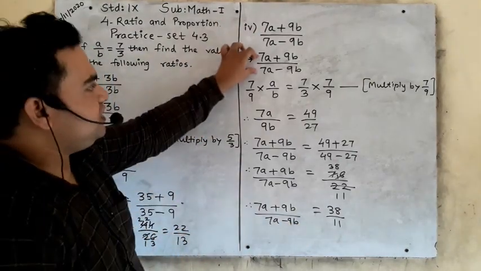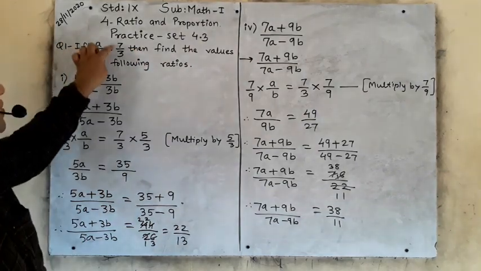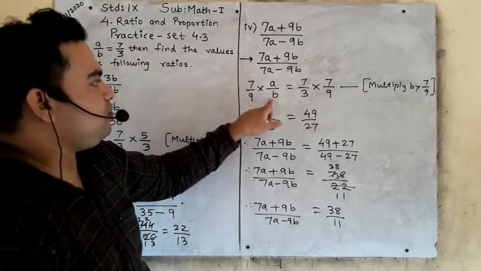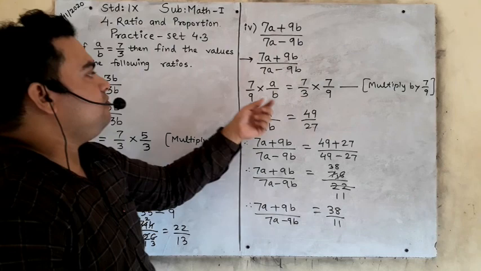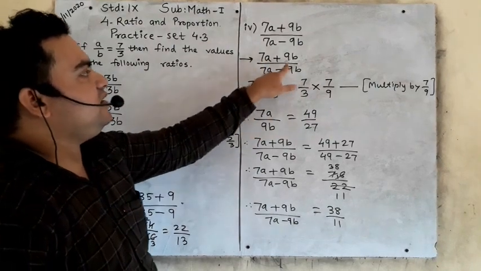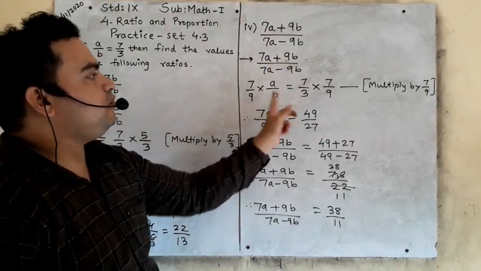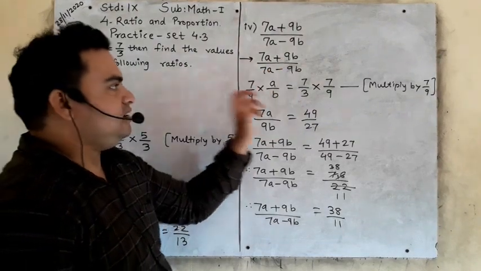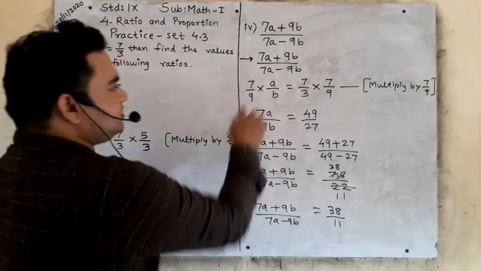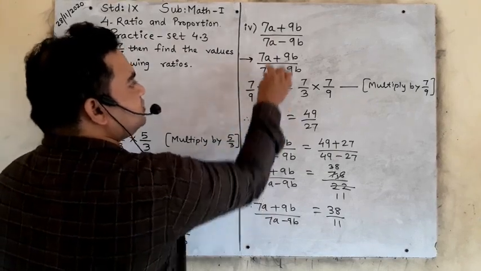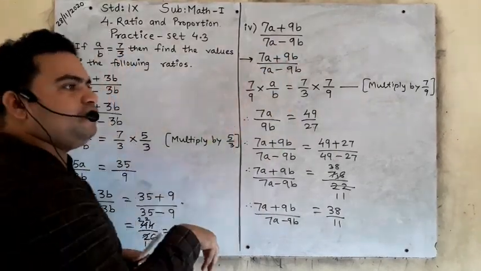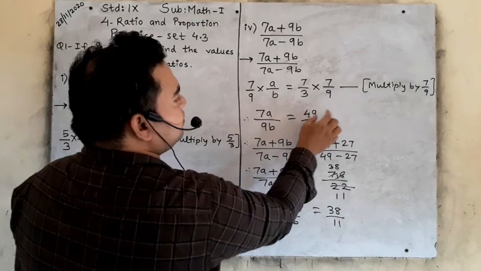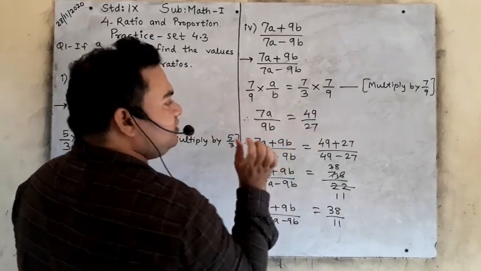First you will write the question as it is, and in the question A upon B is equal to 7 upon 3. You will write A upon B is equal to 7 upon 3. But here it is 7A and here it is 9B. So you will multiply both the sides by 7 upon 9. It will be 7A and 9B, because it is 7A and 9B values we want. So 7A will be 49 and 9B will be 27.